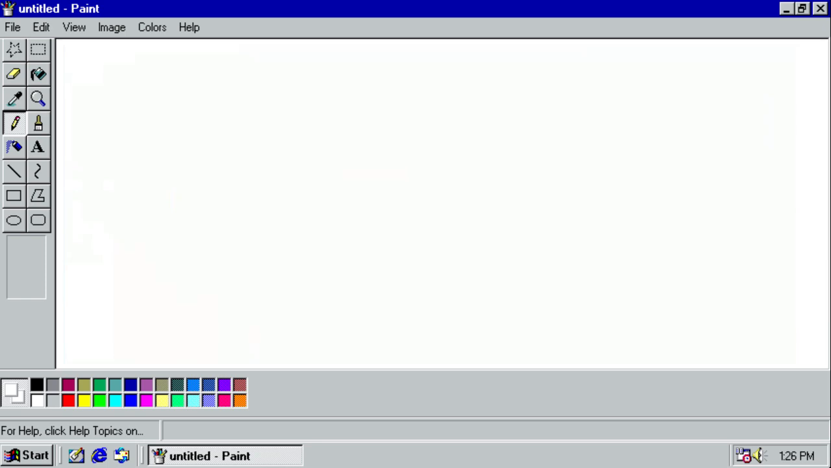Okay, so let's add and subtract fractions. So we have two different kinds of adding and subtracting fractions. So we have subtracting fractions with same denominator.